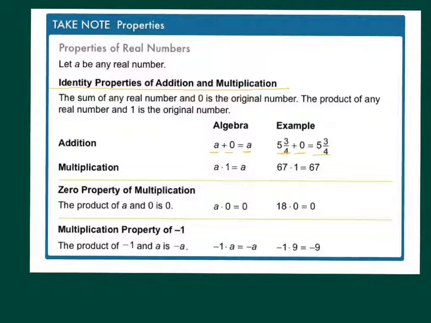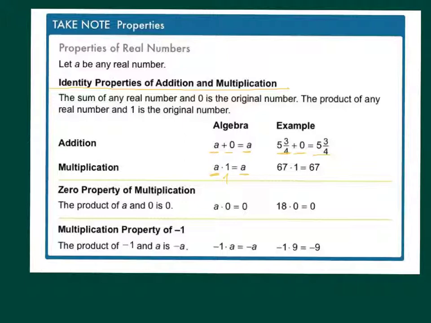Now multiplication is not 0, so be careful. If you want something not to change, so if I take that first A and I want my answer to be A, I have to multiply by a 1. So the identity property of multiplication is when you multiply by 1. Alright. Now the 0 property of multiplication.